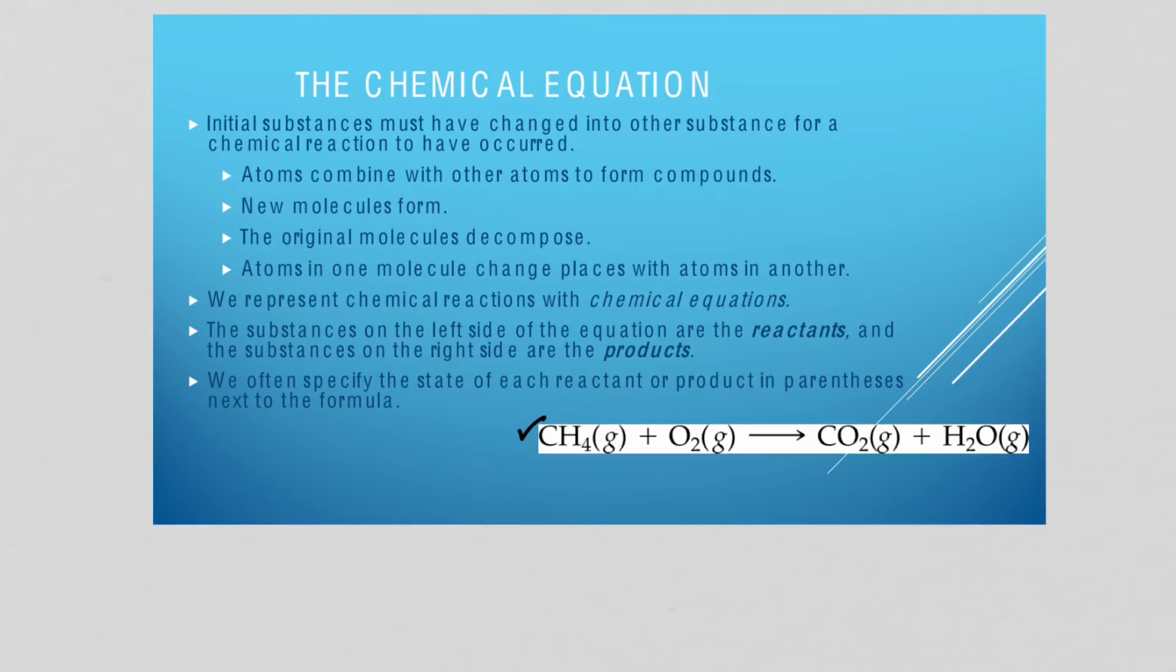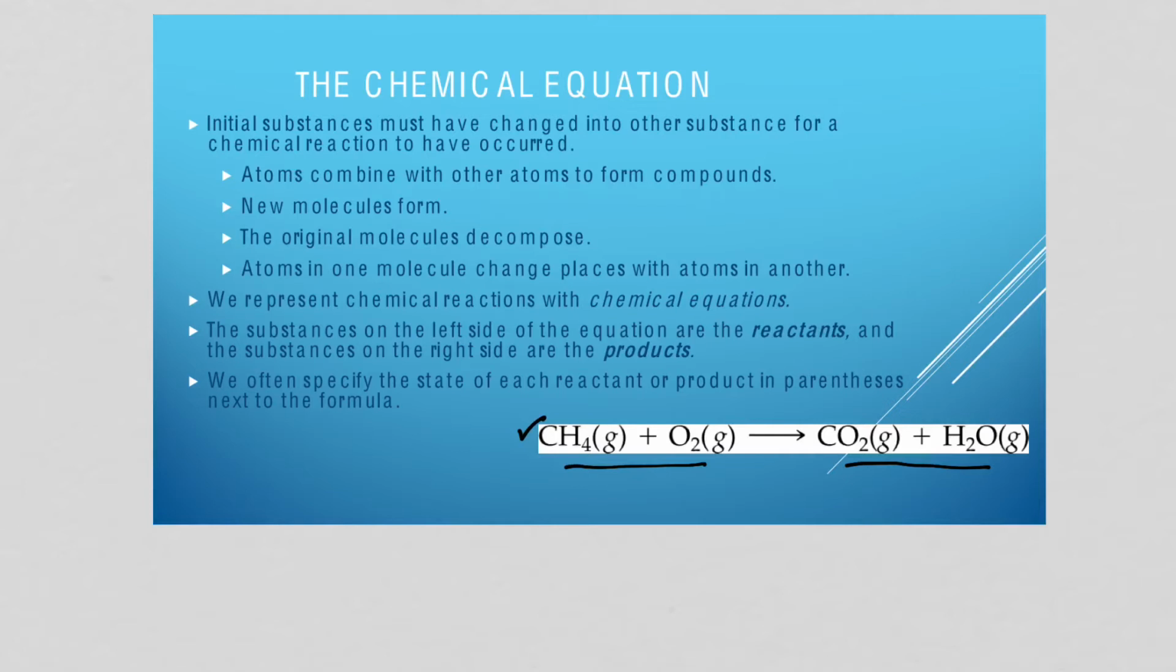Well, first of all, we're rearranging atoms, right? Atoms are combining with other atoms to form compounds, or new molecules are forming, or the original molecules are decomposing into different molecules. So the bottom line is the materials we have at the end are different than the materials we had at the beginning.